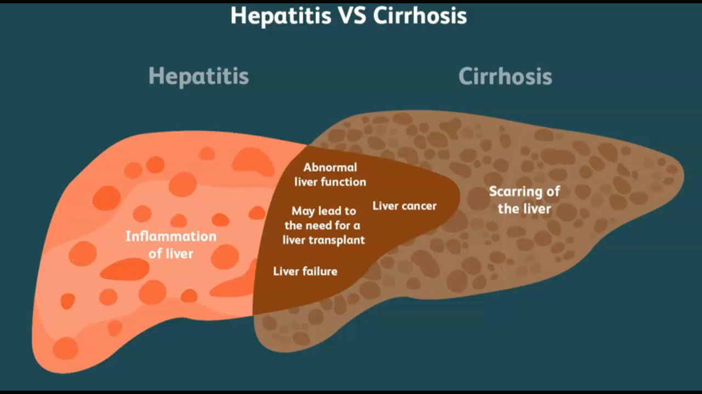Here is a little visual for you guys comparing hepatitis and cirrhosis. They are both liver disorders, and a lot of things will overlap, such as abnormal liver functioning, might lead to the need for a liver transplant, can lead to liver failure and liver cancer. But hepatitis is inflammation of the liver, whereas cirrhosis is scarring of the liver.